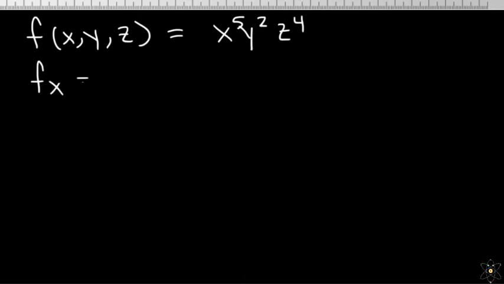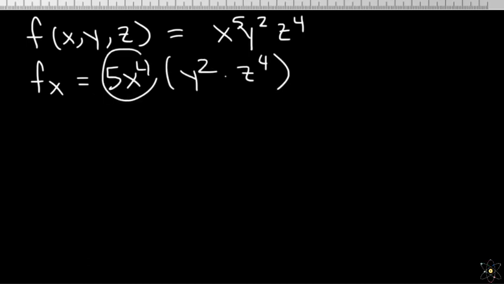Now the rules are the same. We're going to treat x as the variable, and every other variable we're going to treat as a constant. So the derivative of x to the fifth is 5x to the fourth. y squared and z to the fourth will be treated as a constant, and according to the constant multiple rule, we just multiply the derivative of the variable times the constant to get the derivative of the function with respect to that variable. So that's fx.